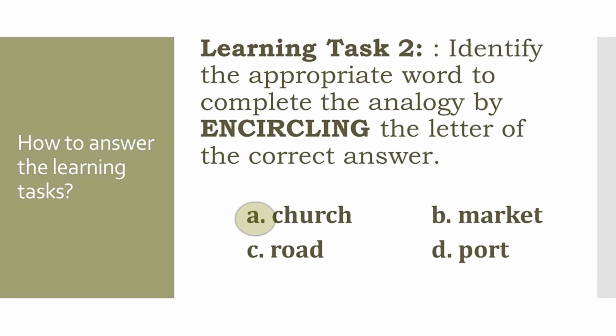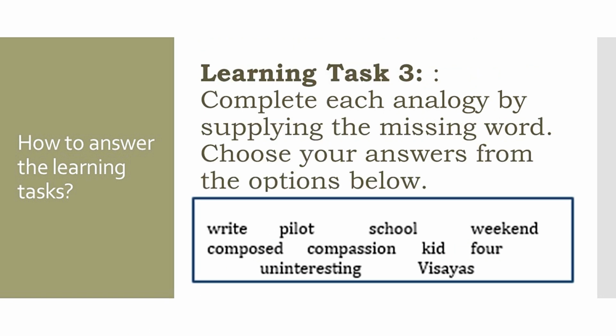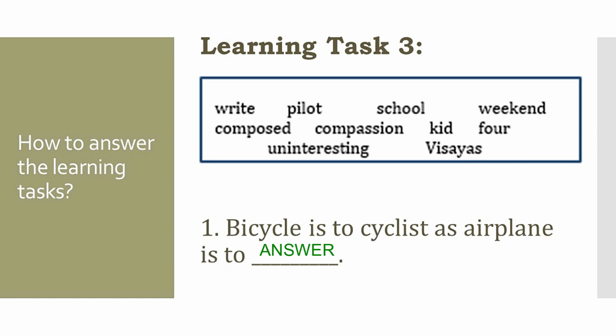Learning task 2. Basic. Just encircle the letter of the correct answer. In task 3, you have to complete each analogy by supplying the missing word, and you have to choose your answers from the options below. Just write your answers on the blanks provided.